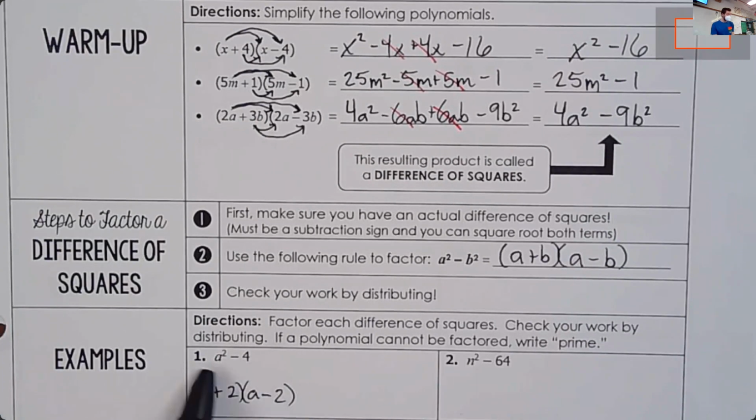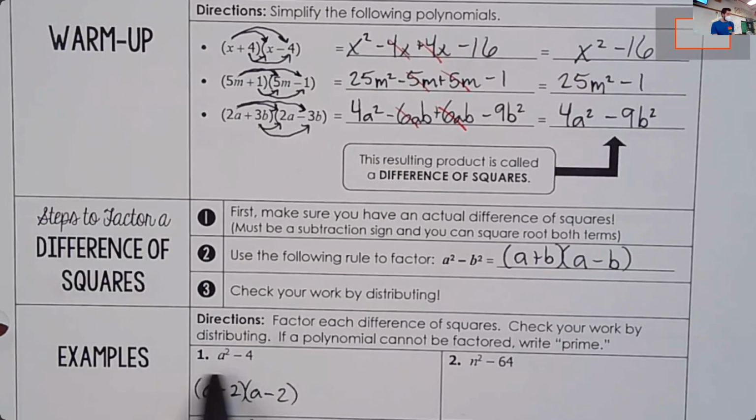Because there is no common factor between a squared and -4 or a squared and 4. You can't divide something out of both of those. So there's no GCF going on here at all. And so yesterday we would have written prime for this, but we're finding out today that you can factor this. It's just a different method of factoring.